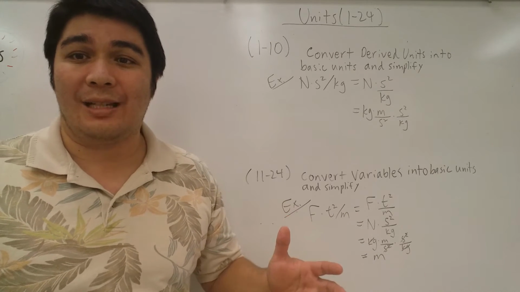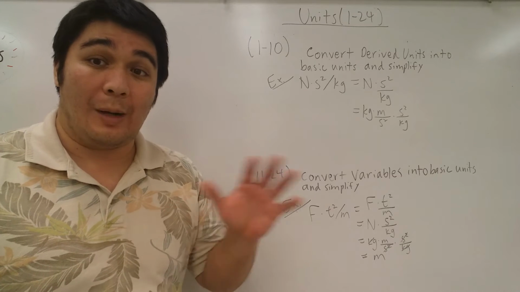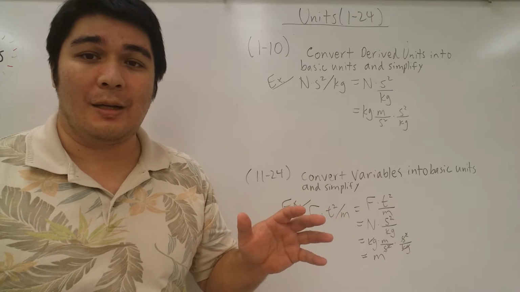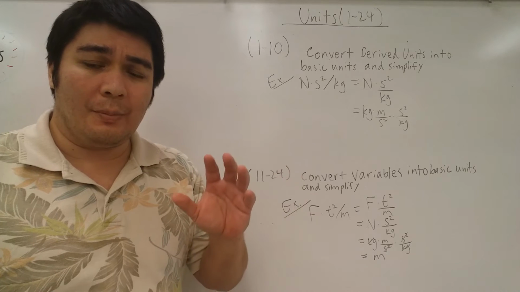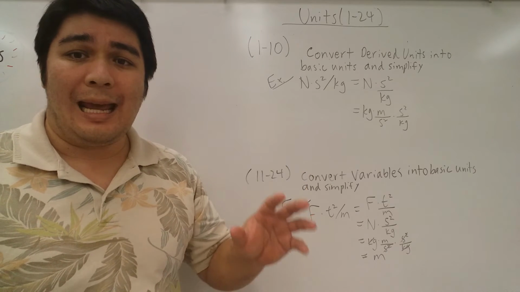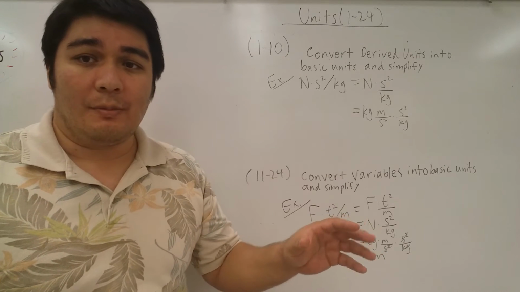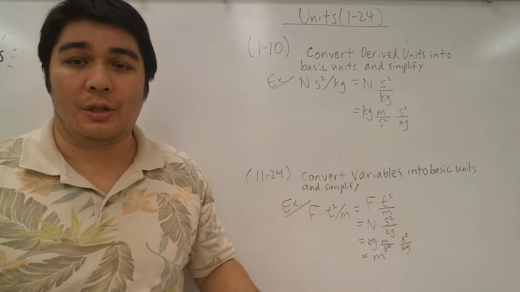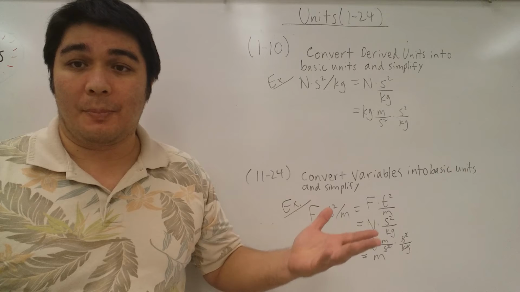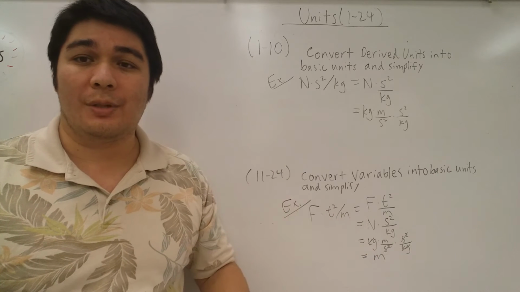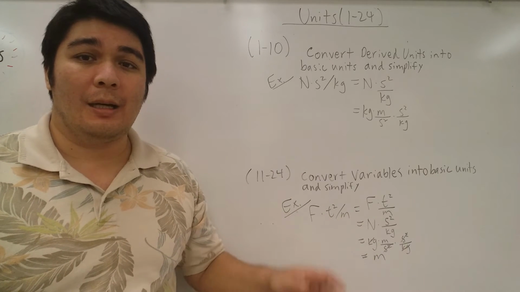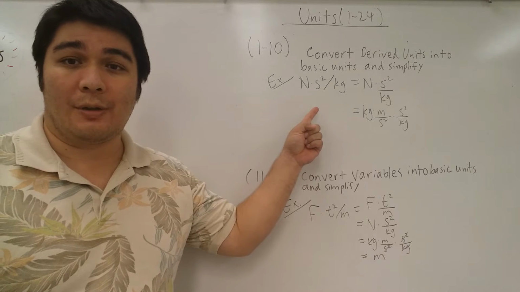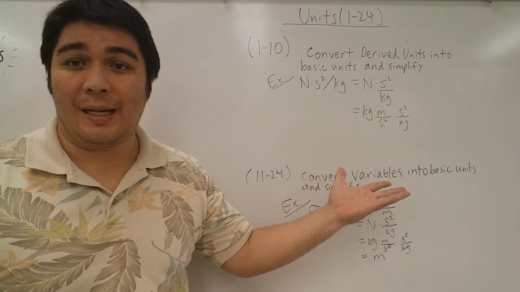So for numbers 1 through 10, the main tool or advice that I could give to you is to convert the derived units that you see in the assignment back from derived units into base units and then simplify. Once you simplify it, it should be a base unit and then you'll be good to go. So my example is number 1 in the units 1 through 10 problems, and that would be newtons times seconds squared per kilogram, which is going to be simplified into something.